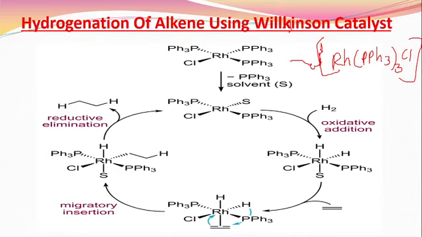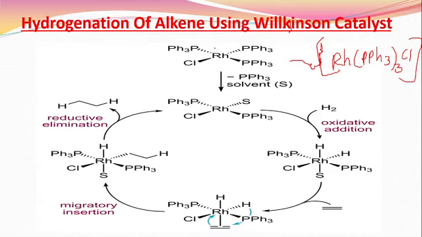Last time we learned the hydroformylation reaction. You must remember what the hydroformylation reaction is and which catalyst is used for it. Today we are going to learn the Wilkinson catalyst, RhCl(PPh3)3, which is useful for the hydrogenation of alkene. So let's start our topic, the Wilkinson catalyst.